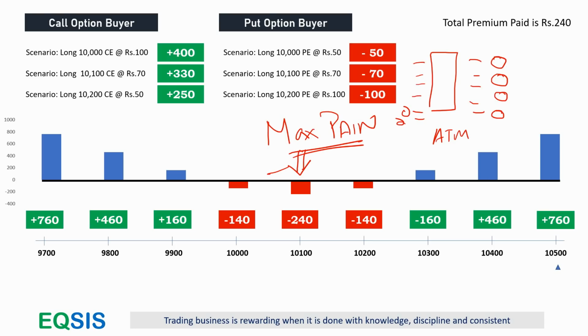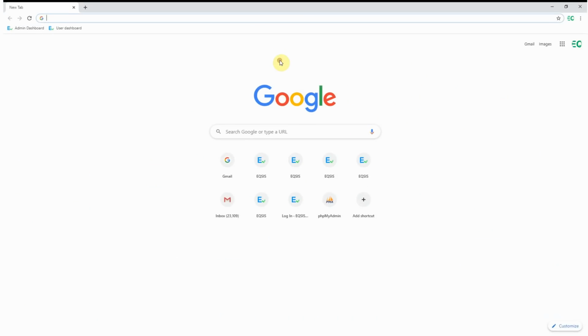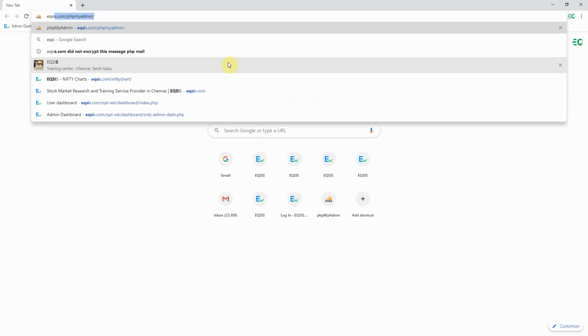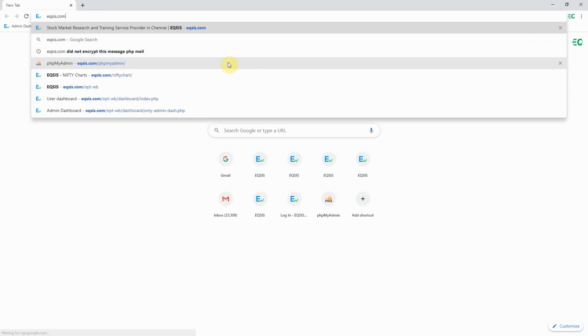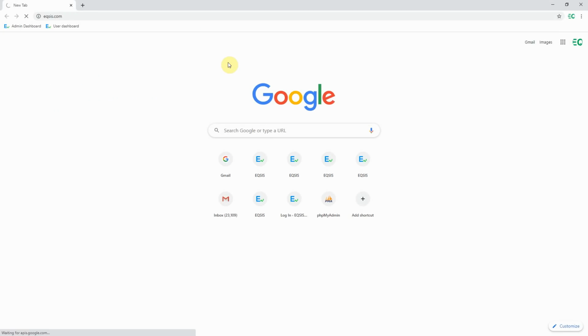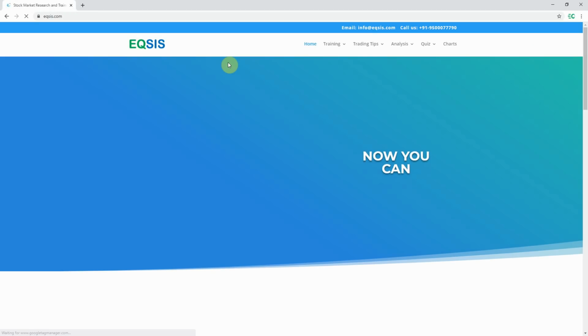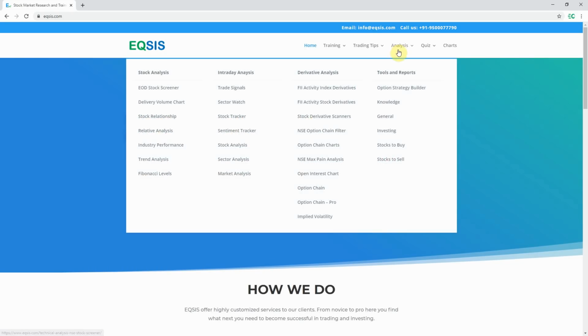Let's take this concept using the browser. Let me quickly open the browser here. I request you to go to a website which is EQSIS.com. When you get into the EQSIS website, you have an analysis section where you can find something called option chain, the NSE max pain option, a max pain analysis.